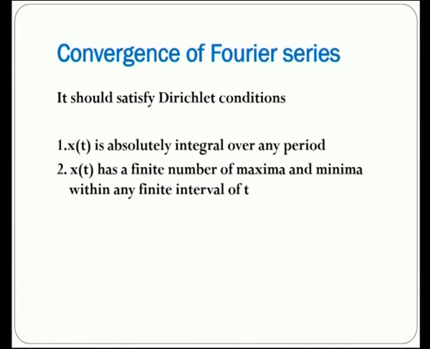Before using the Fourier series, we have to know the convergence of the Fourier series. That is, what are the minimum conditions to satisfy to obtain the Fourier series. It should satisfy the Dirichlet conditions. The first one: x of t is absolutely integrable over any period of the signal. The second condition: x of t has a finite number of maxima and minima within any finite interval of t. After satisfying these Dirichlet conditions, we can obtain the Fourier series representation.